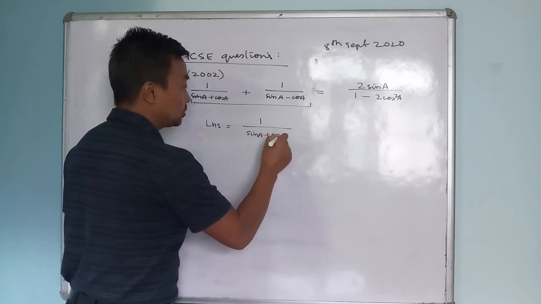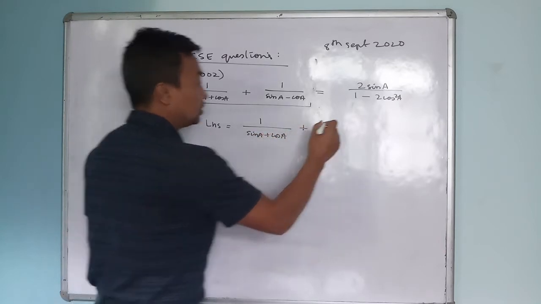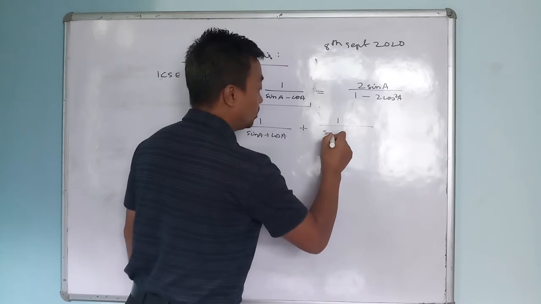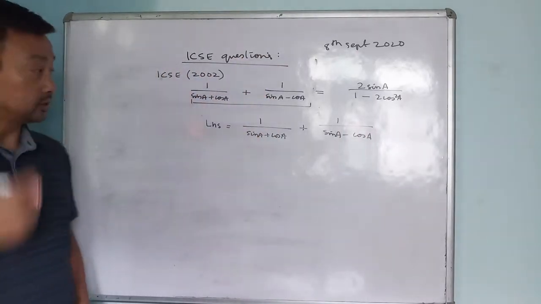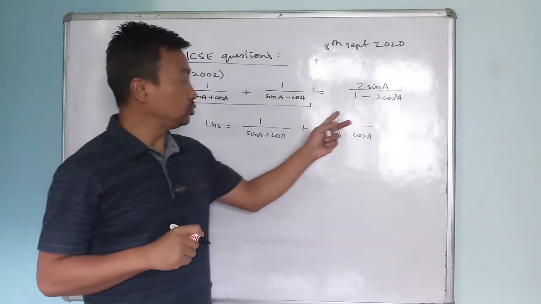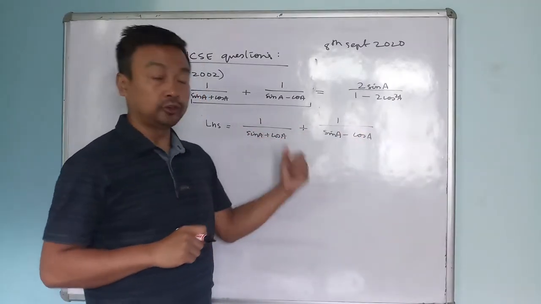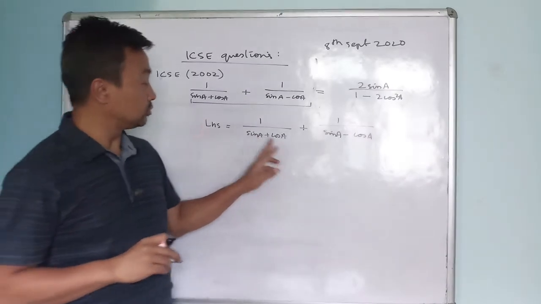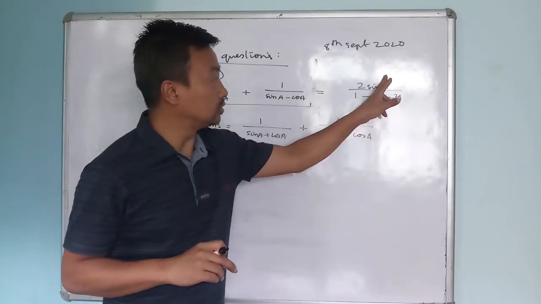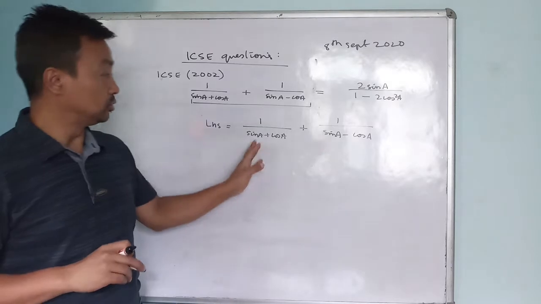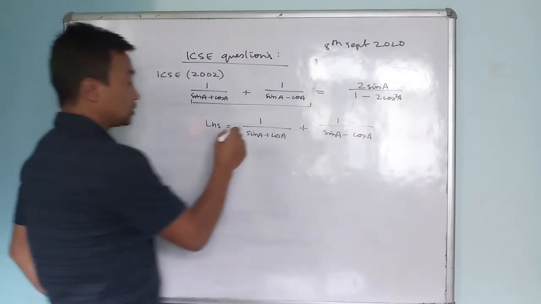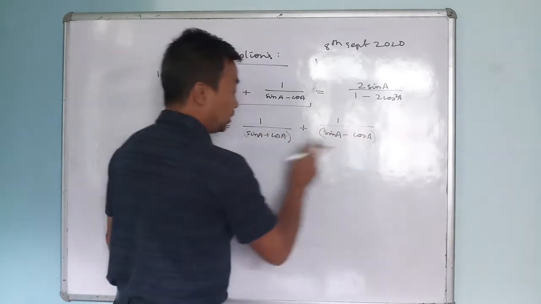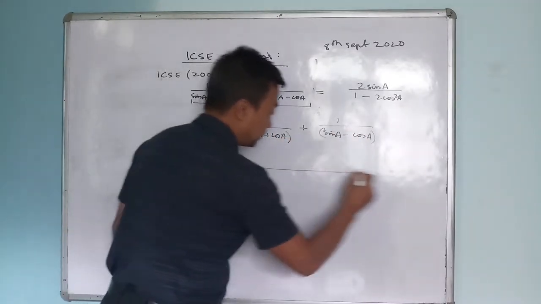Sine A plus cos A, sine A minus cos A. Now this is quite simple. There you can see two fractions. Here the trigonometric terms are both related, sine and cos, sine and cos. Here also we can see sine and cos. So no need to apply any trigonometric formula here. Instead we can start by taking LCM. So let us solve it by taking LCM.